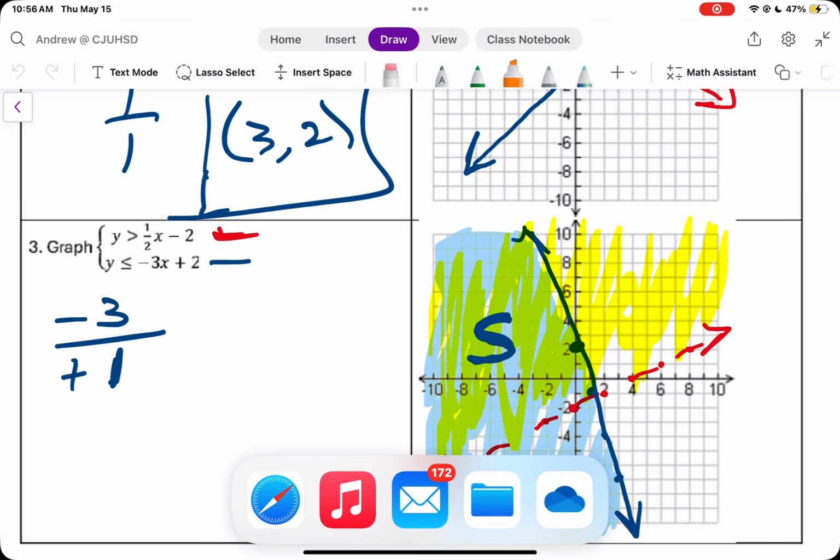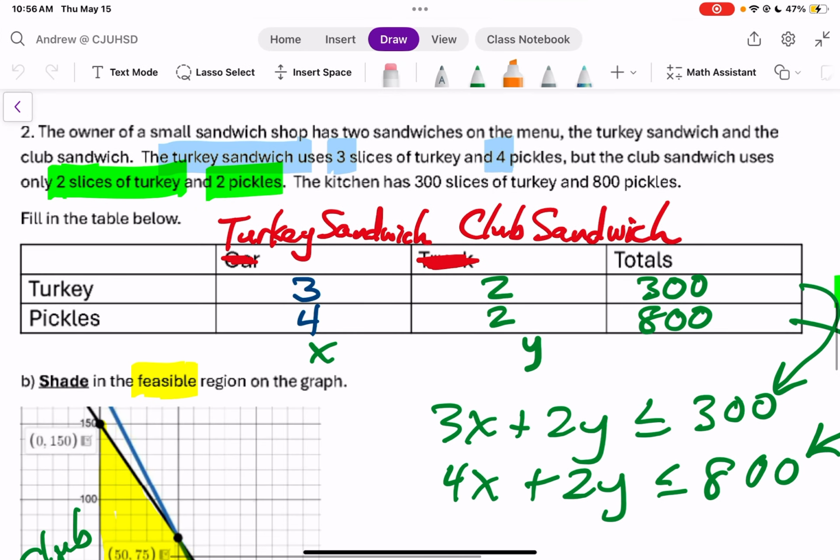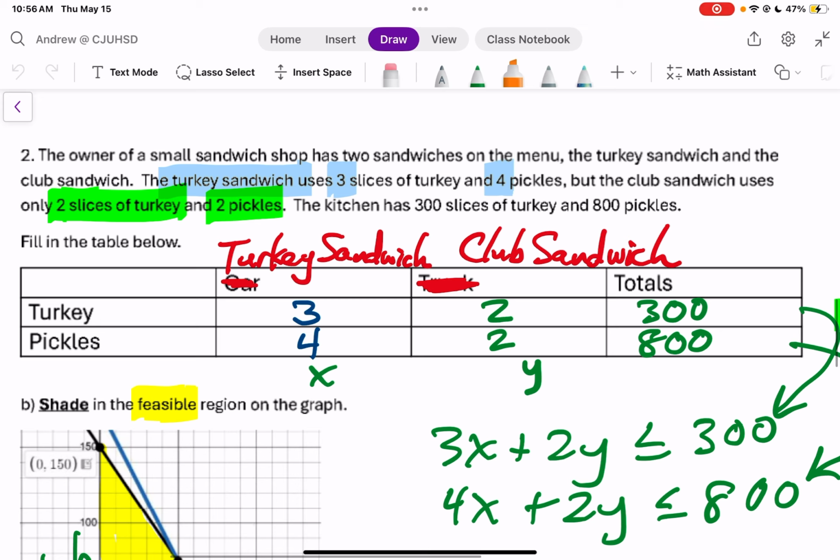On our last question, a multi-part question here, you need to make a few changes. I made a mistake on the title of the table. Instead of cars and trucks, it should be turkey sandwiches and club sandwiches.